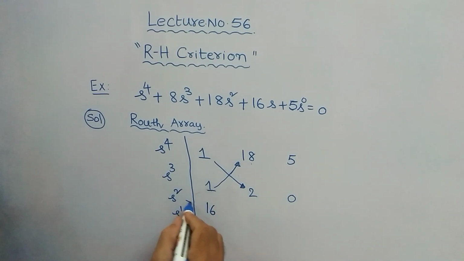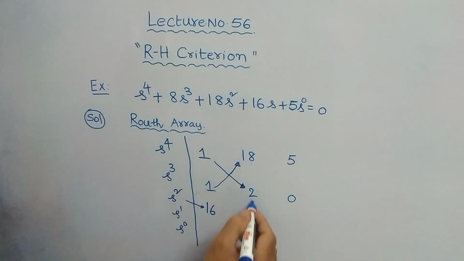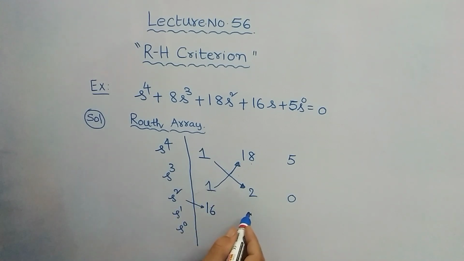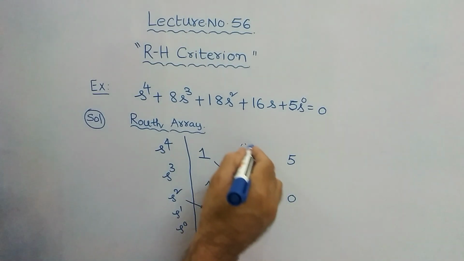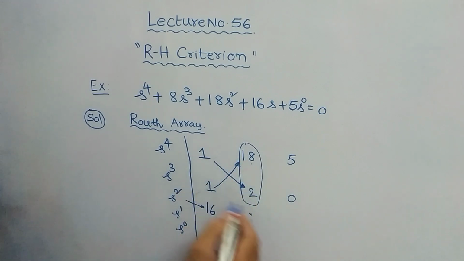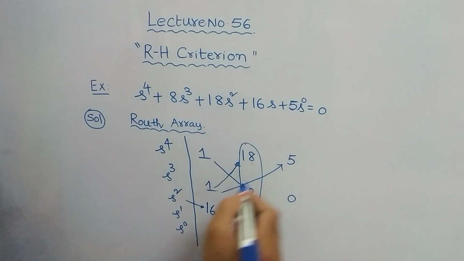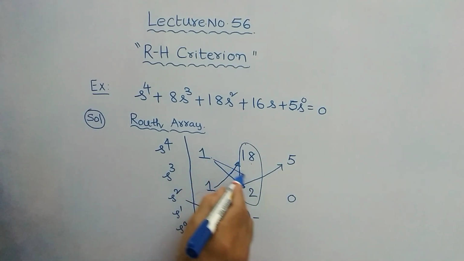This is for the s square row that we are calculating. Now, what is the value under this particular column? In order to find out the second value in this s square row, you have to ignore this particular column. You need not consider this. Now consider 1 into 5 like this. 1 into 5 minus 1 into 0. This you have to consider.